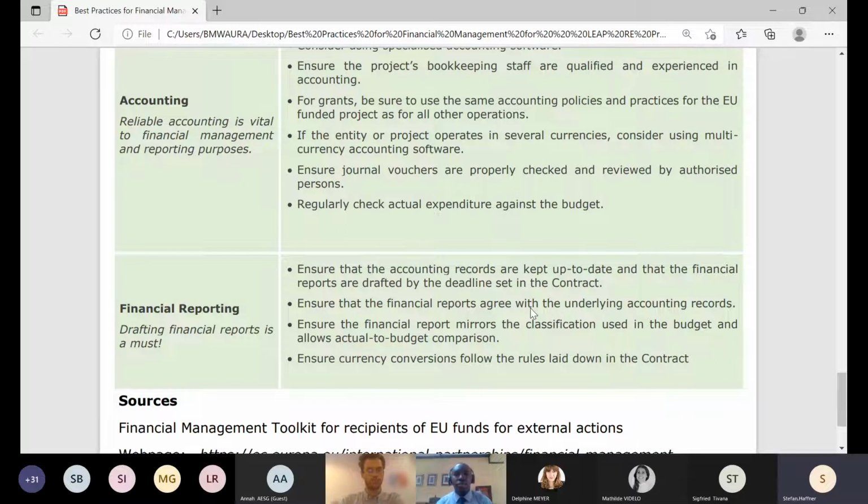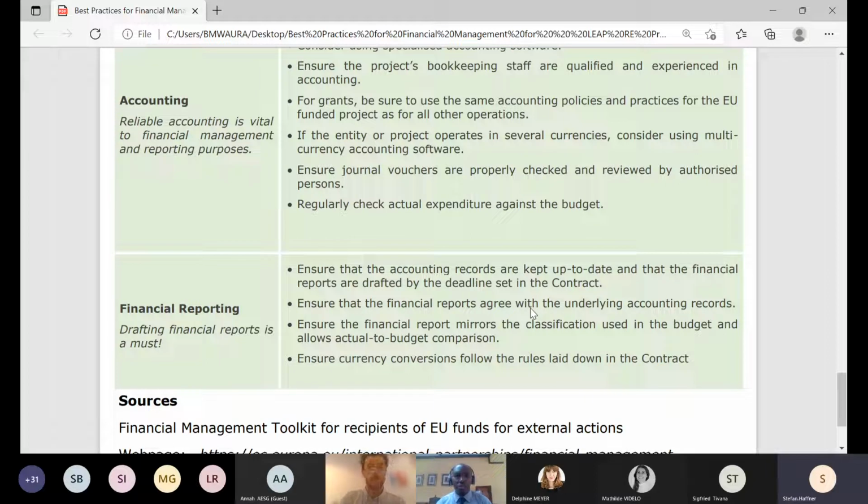And then the other aspect is financial reporting. Just ensure that all the records are kept up to date and the financial reports are drafted early enough before the deadline, so that you can seek any clarifications, if there may be any, from the coordinator. I know Leonard and the team would be ready to help and assist. It's quite important to ensure that the financial reports that we prepare for the action and for the project agree with the accounting records, meaning that when you come back to the accounting system, you are able to trace the financial report that is submitted to the European Commission to the partners' accounting records.